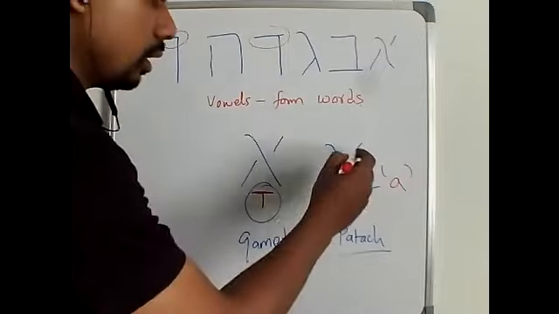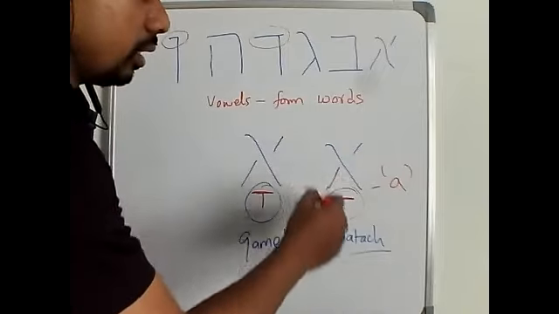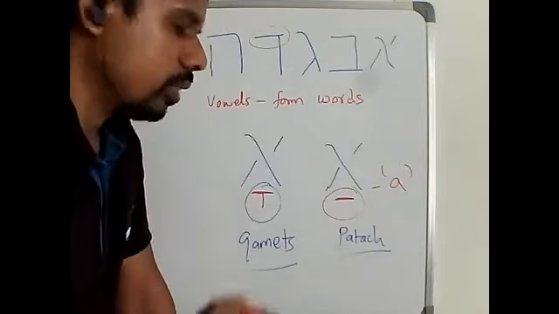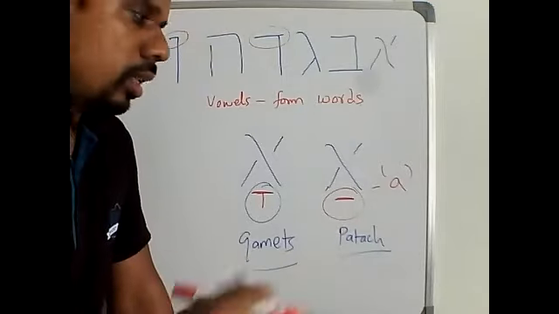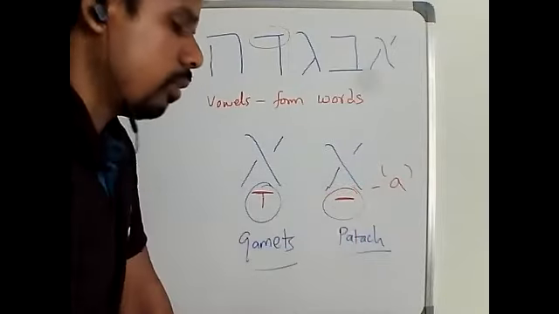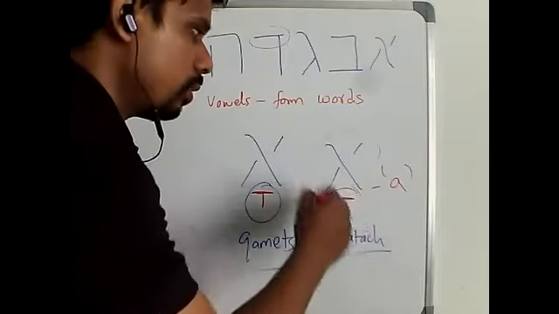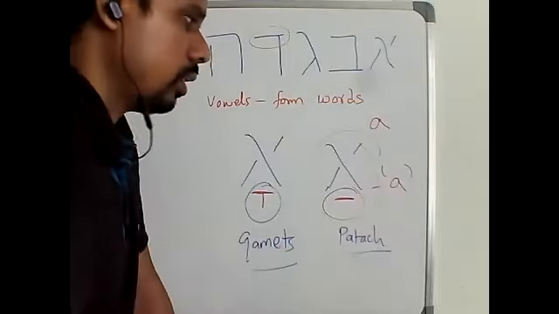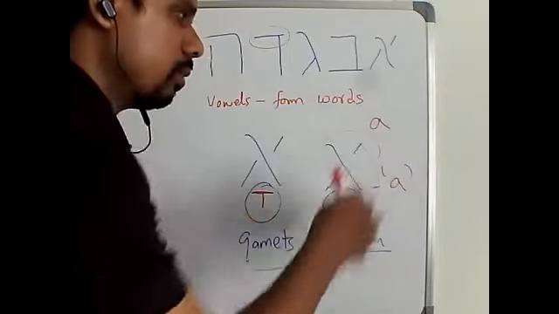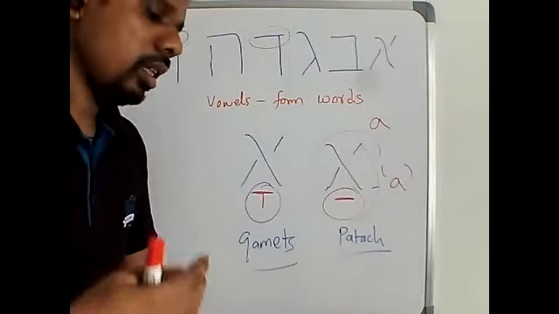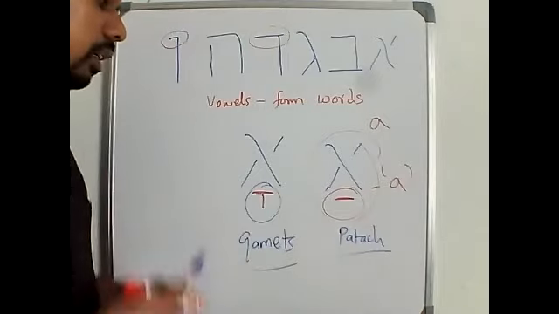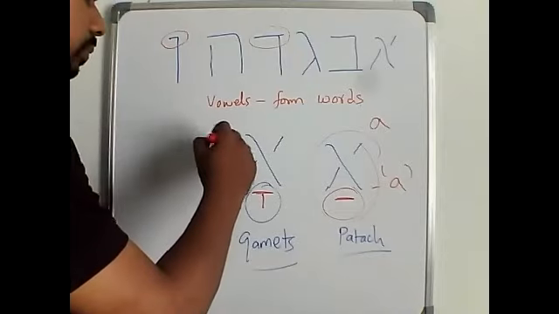So now we will try to read this letter along with this vowel. The Aleph doesn't have any sound. But when it comes with this small line, you have to say it as A. You don't have to put H, but the sound is A. And this comets with the small T, when it comes, it is also A.